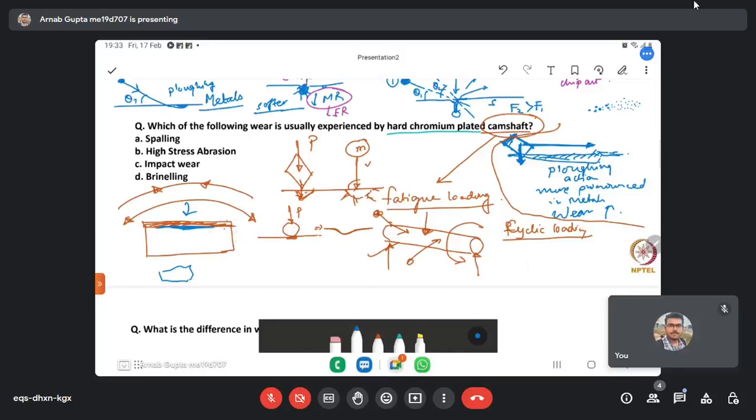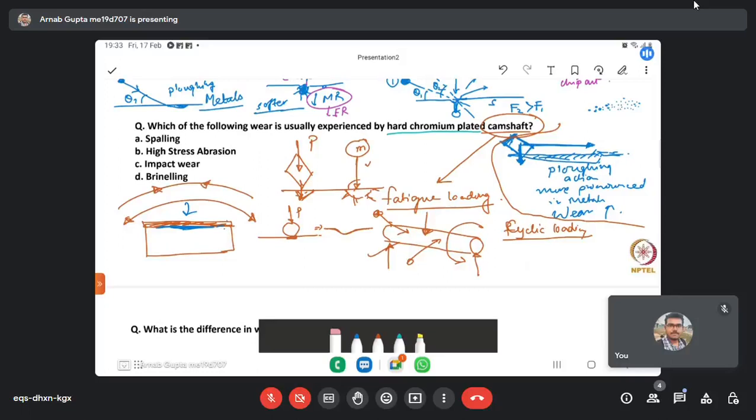So as a result, generally at the interface the strength is much lower compared to the coating and the substrate. That's why it will fail first. So spalling is generally observed in such type of loading conditions.